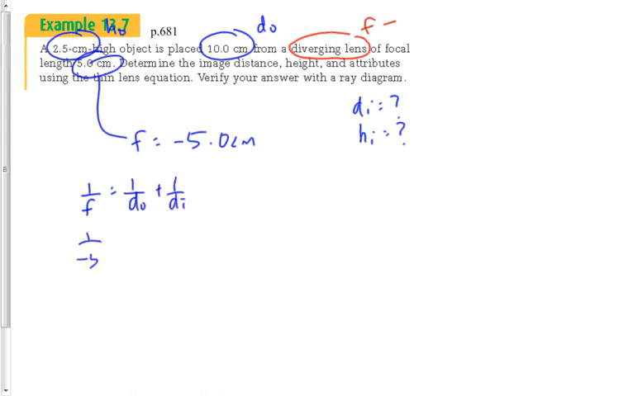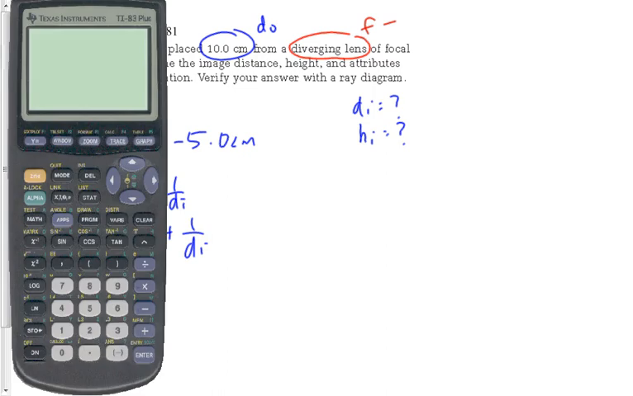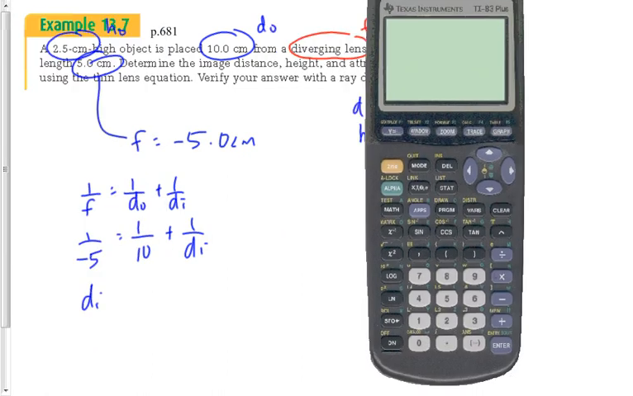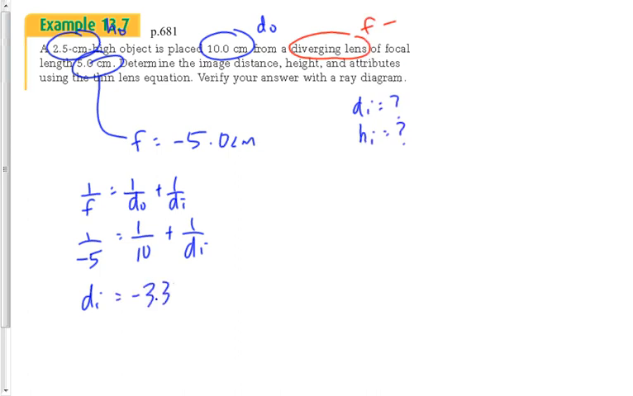We're going to say 1 over negative 5 equals 1 over 10, which is do, plus 1 over di. We're going to pull out the calculator. We're going to say negative 5 x to the minus 1, subtract 10 x to the minus 1. And then we're going to flip that over. And we end up getting negative 3.33. I'm going to put the unrounded number down just in case I need that for my other equation here. But I'm going to round it here as well to 2 digits, negative 3.3 centimeters.